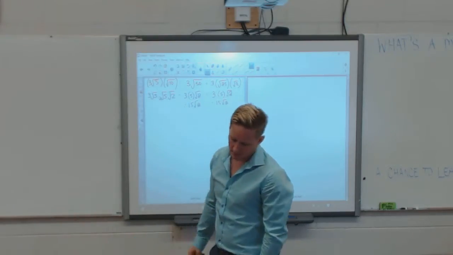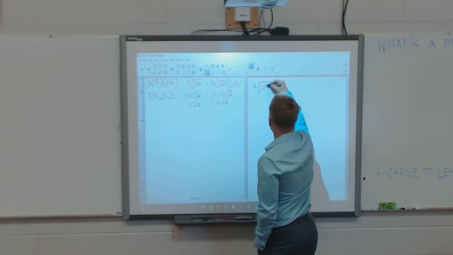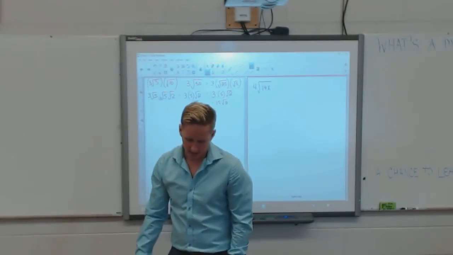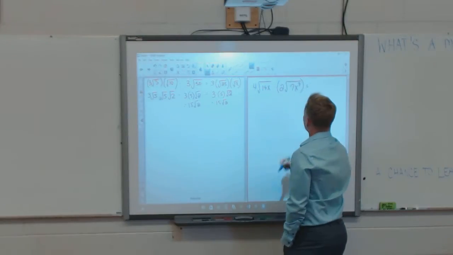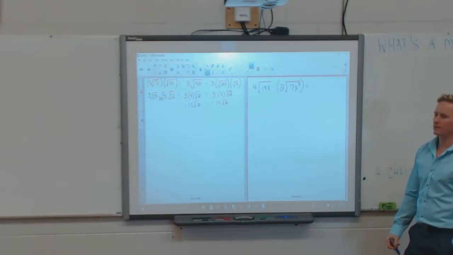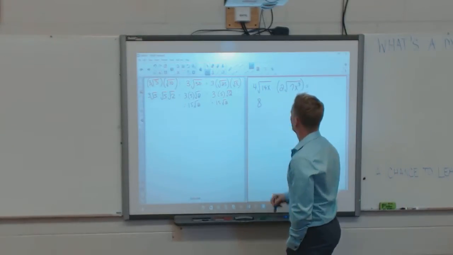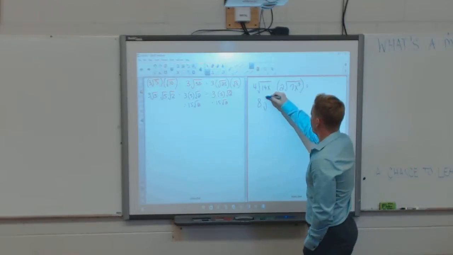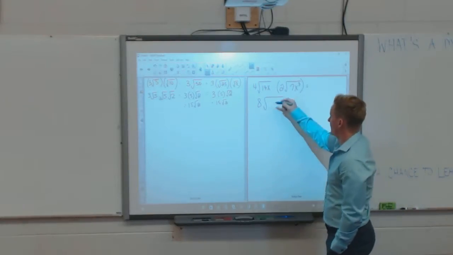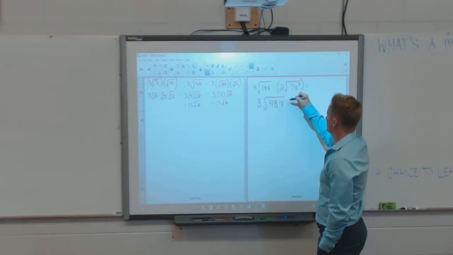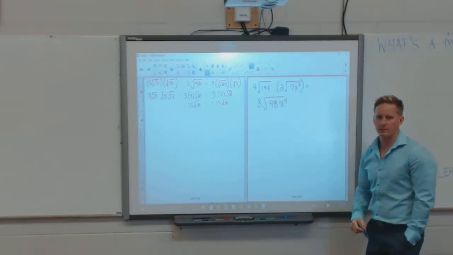So I have 4 times root 14x, and that's times 2 root 7x cubed. Starting with the rational numbers, what do I get? 8. And then I get the square root of 14x times 7x cubed, right? So 14 times 7, which is what? 98. X to the 4. Right so far?